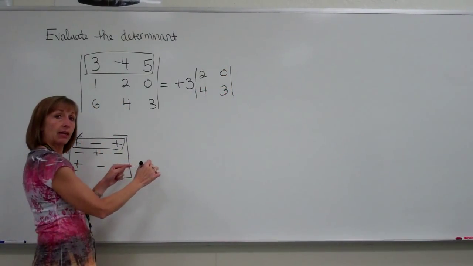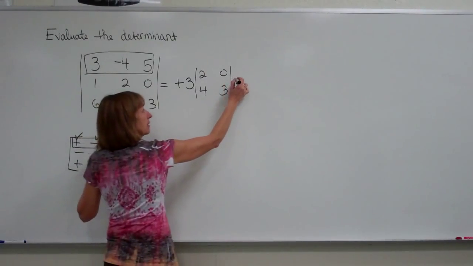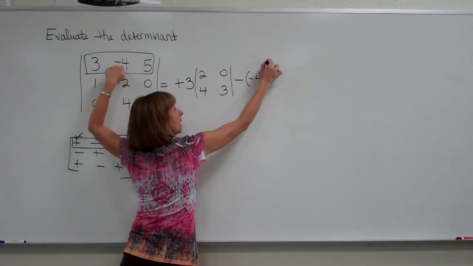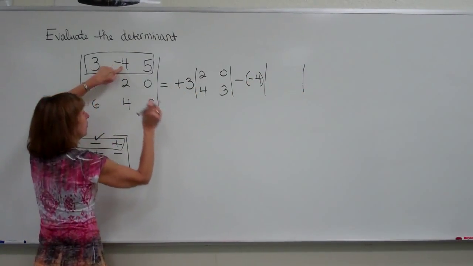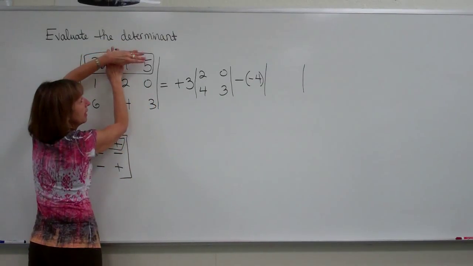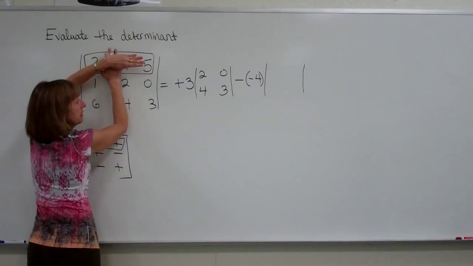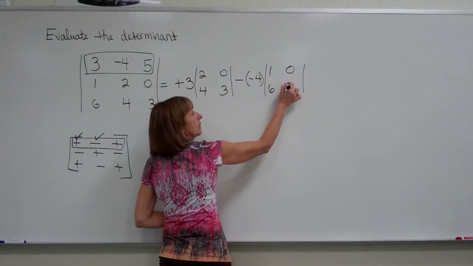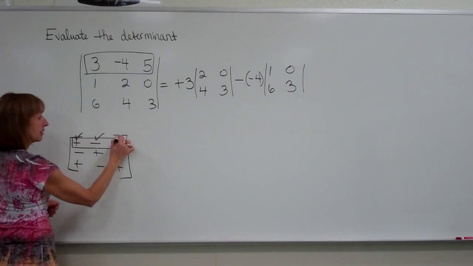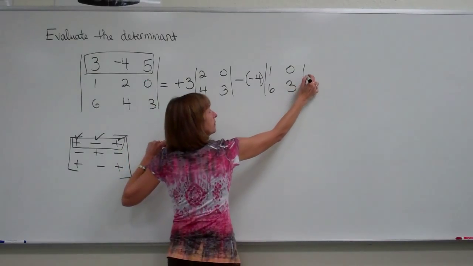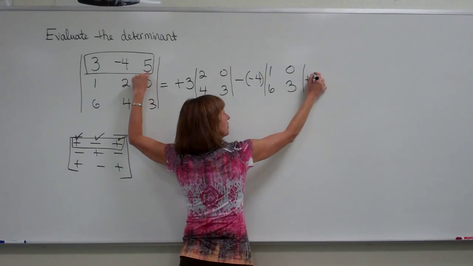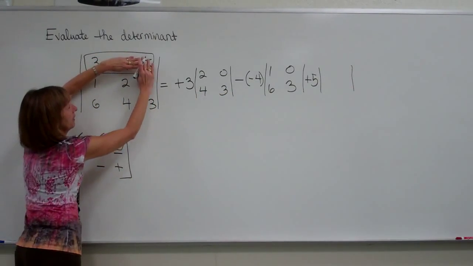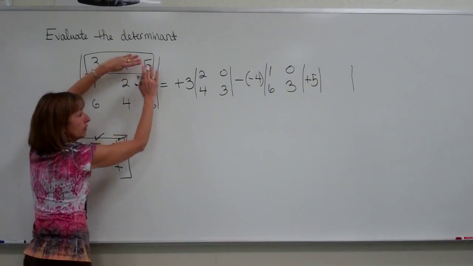Then we go to the next one over. The sign is minus. The element is -4. And the determinant we see when we cover up -4's column and -4's row is 1, 0, 6, 3. And then last, plus for my sign. My element is 5 times the determinant I see when I cover up 5's row and column. 1, 2, 6, 4.